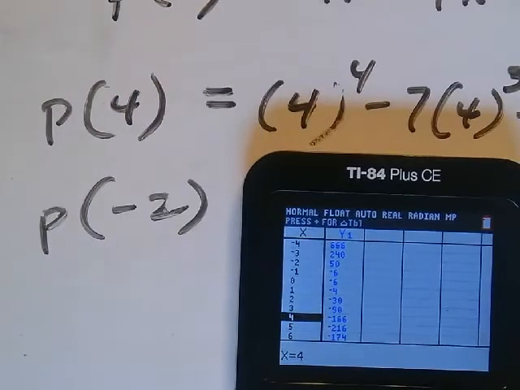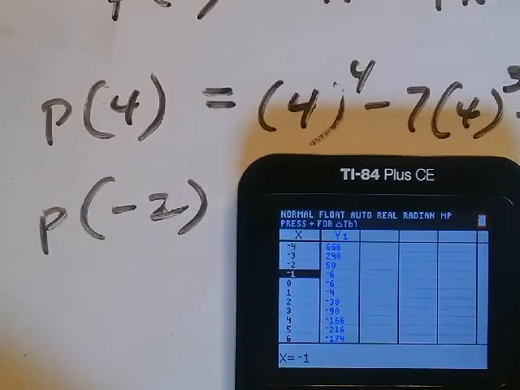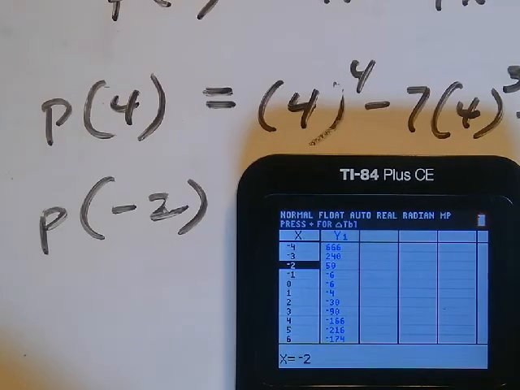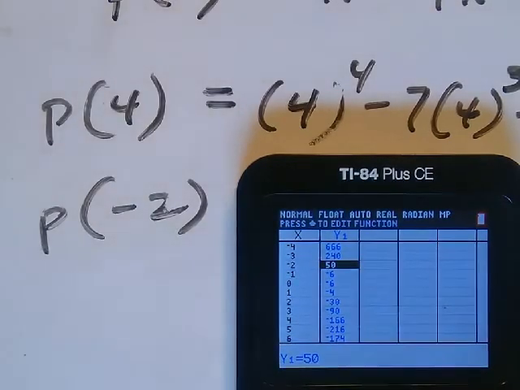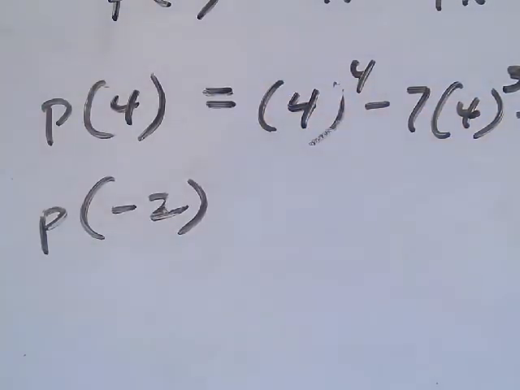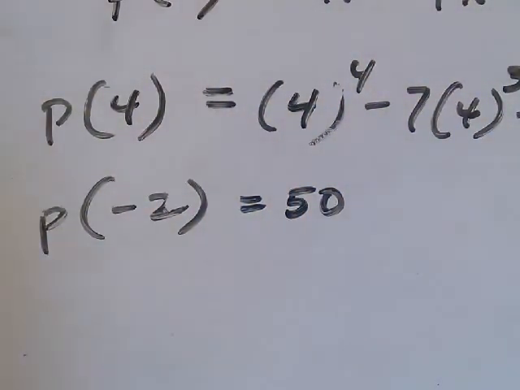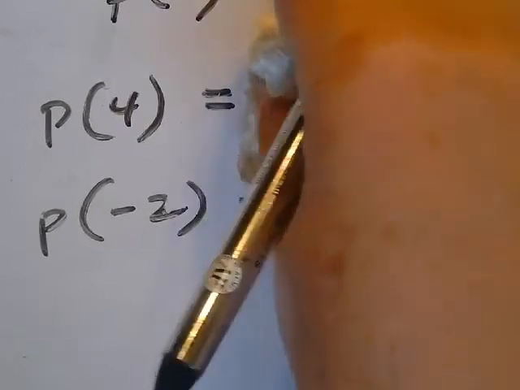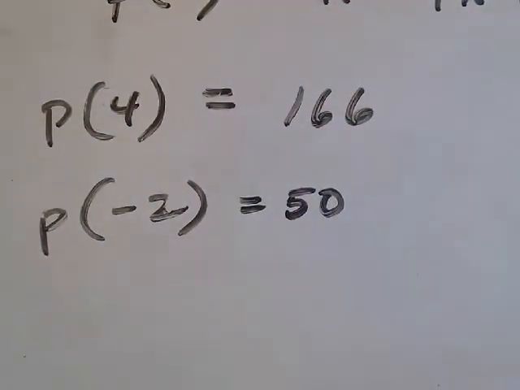Let's do the other one. P of -2, I'll just move your cursor up there to -2. There it is, -2. If you stuck -2 in there, you would get 50. So the answer to these two problems, P of -2 was 50, and P of 4, we said, was 166. So this is very easy to do with your calculator. Let's do another one, okay?